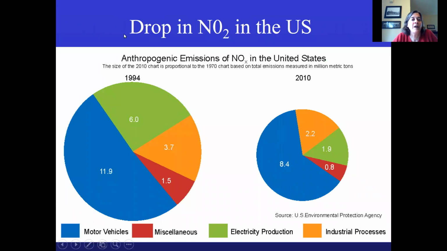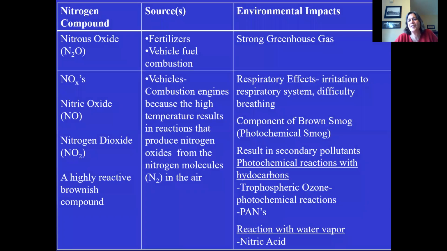So what are the emissions? What are we looking at? So motor vehicles, really huge, all that combustion engine action going on. Miscellaneous, whatever's left. Electricity production, again, those can be your natural gas-fired plants, your coal-fired plants, and then industrial processes. And the size of the pie is related to how much is getting emitted. So from 1994 to 2010, you can see that the nitrogen dioxide going up in the atmosphere has dropped quite a bit.